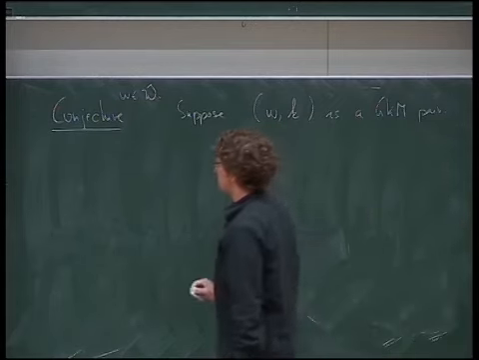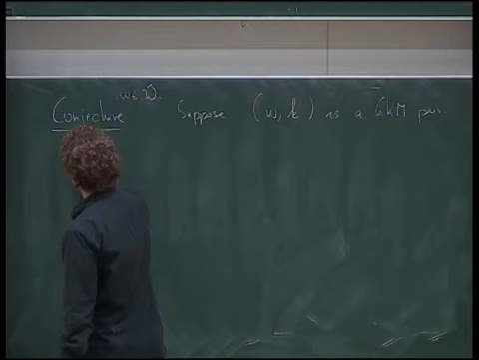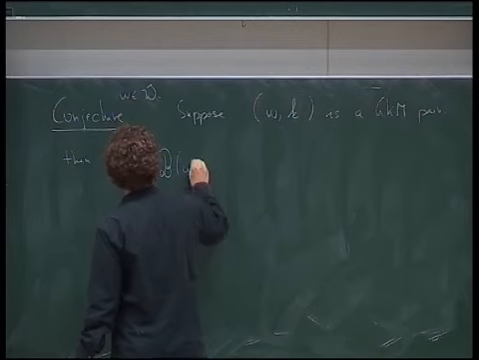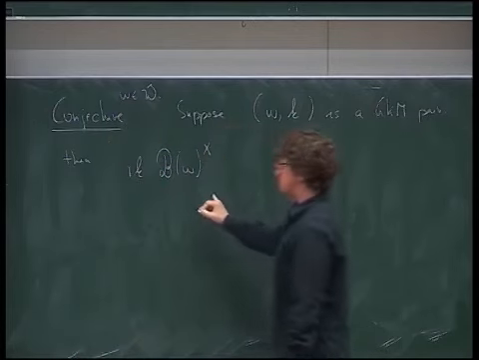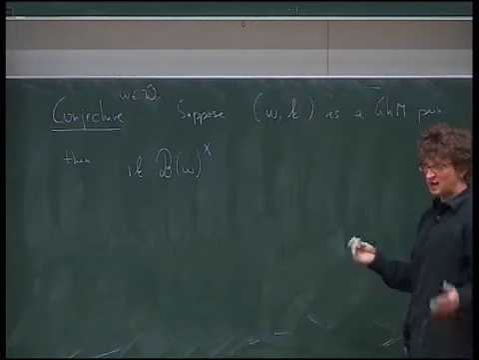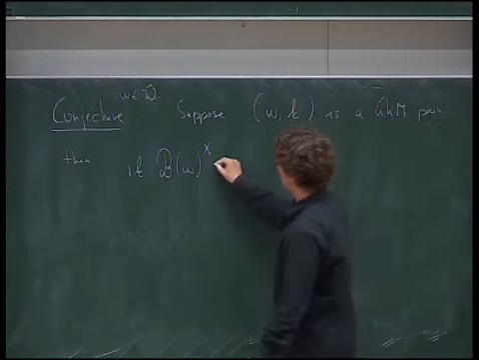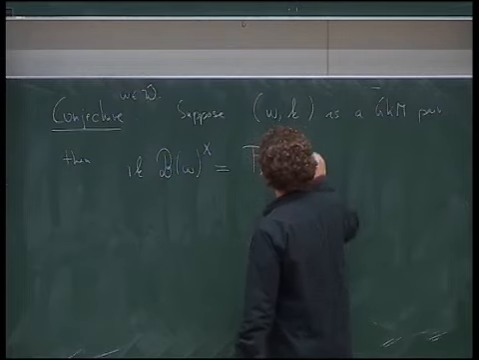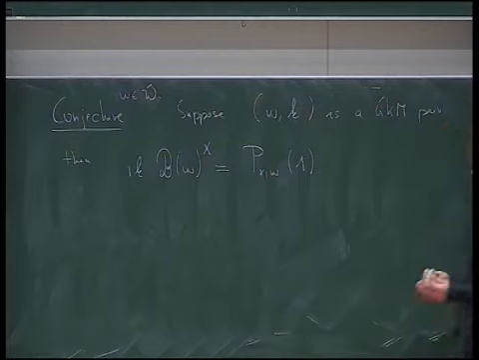Suppose this is a GKM pair, then the rank of B_W, remember this is a graded free S module of finite rank, should be given by the Kazhdan-Lusztig polynomial evaluated at 1. It should also be true in a graded sense. So the graded version should also hold. But let me formulate it like this.